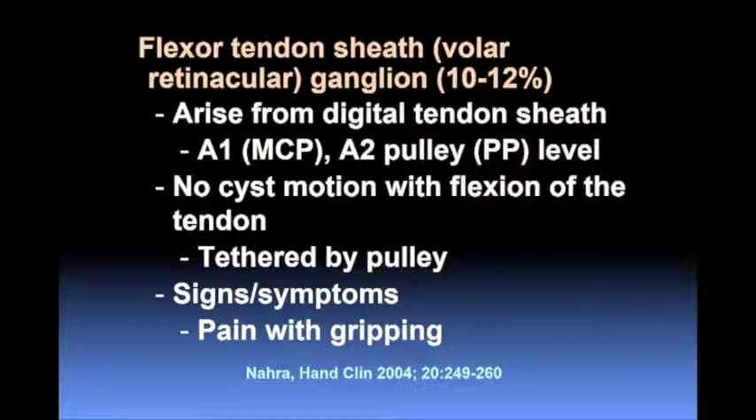These also can occur on the flexor side of the fingers. Patients will feel a little bump along their fingers, and most typically they arise either at the level of the A1 pulley, the metacarpophalangeal joint, or the A2 pulley, which is at the proximal phalangeal level. And these cysts, if you were to move your finger, are tethered by the pulley, so whereas you can see the tendon itself moving, the cyst itself would not. And most of the time, these patients are asymptomatic, but if they were to grab something and grip it with their hand, then they would feel pain.